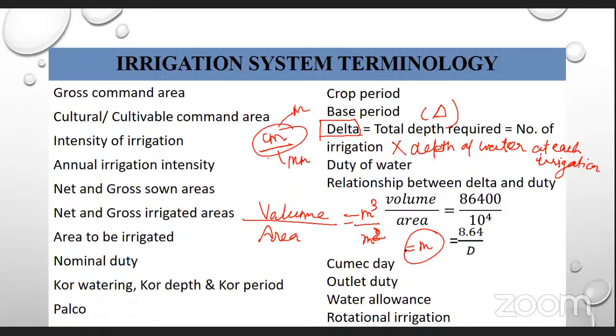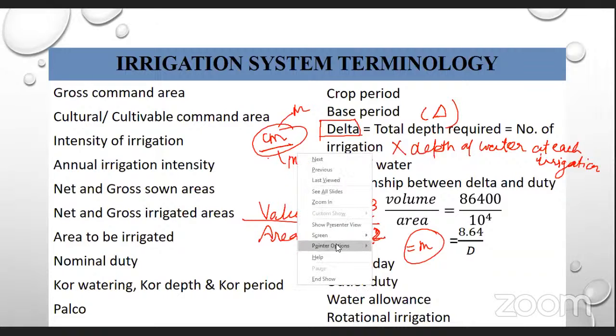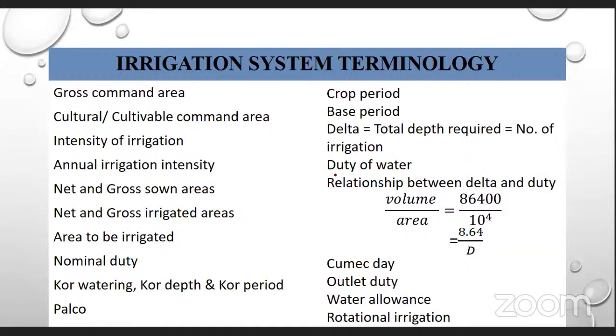So volume by area is equal to delta, and that unit will come in meters, so delta unit will be in meters. But now we have the second term, which is duty. Duty of water is actually a ratio, meaning whatever area of crop is irrigated and whatever quantity of water is applied to that crop. So in a simple way, delta is equal to 1 upon duty, meaning these two terms are reciprocal to each other.